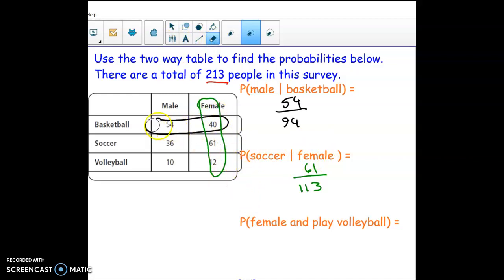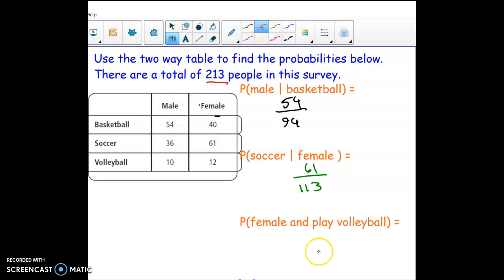Okay, last one's a little different. It's an and one. And again, I know we have a formula here, but I think I'm just going to kind of do what makes sense. So there's no given that, so my denominator is everybody. So that's 213. And out of those 213, how many are female and volleyball players? So that would be right here, female and volleyball. So it's 12 out of 213 are female and volleyball.